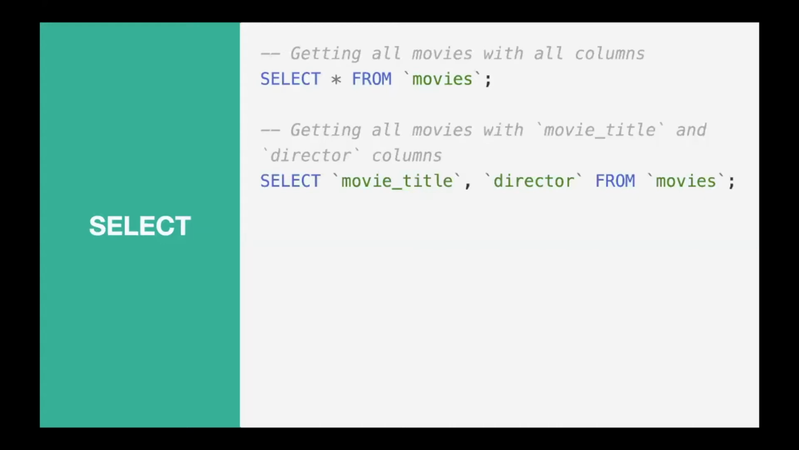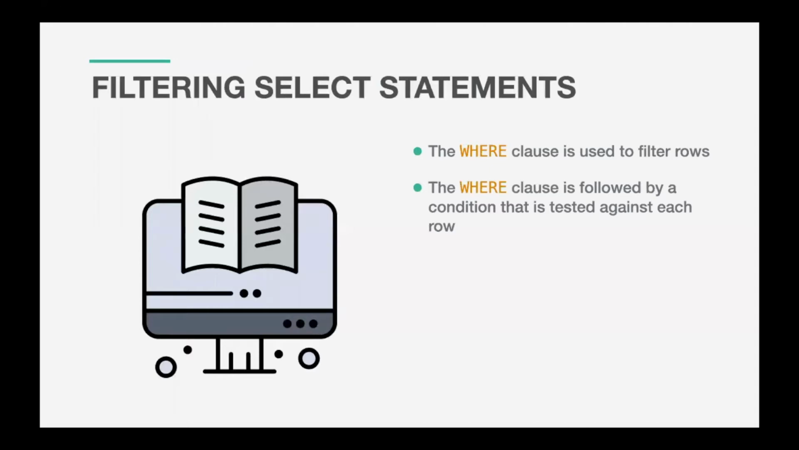All right, so let's go ahead and look at how we can limit the number of rows or filter the select statements. The where clause can be used to filter rows or to limit the number of rows we get back. So rather than getting back all the rows, we only want to get specific rows back. The where clause is followed by a condition that tests against each row. So think of this as kind of like an if statement, right? We have all these rows, and then we want to limit it down to just the rows we want.